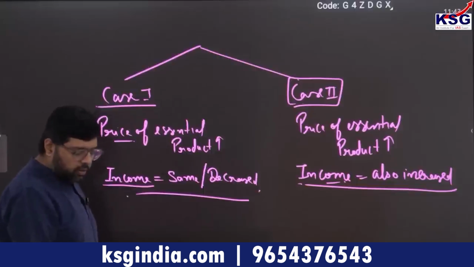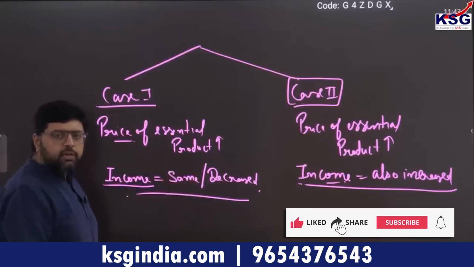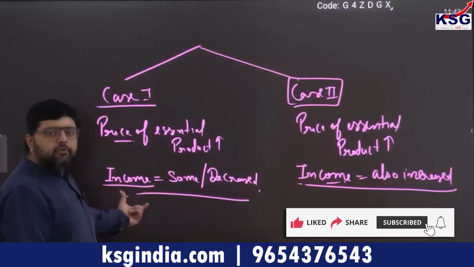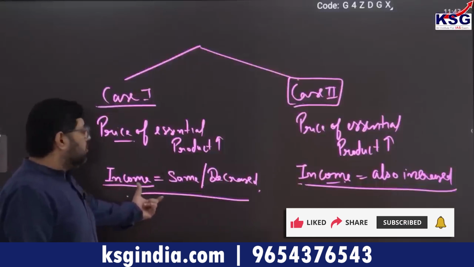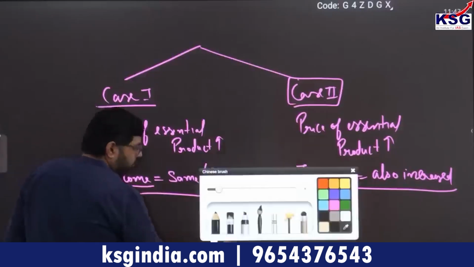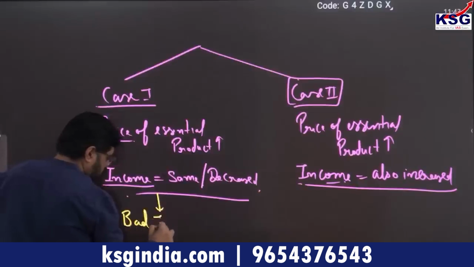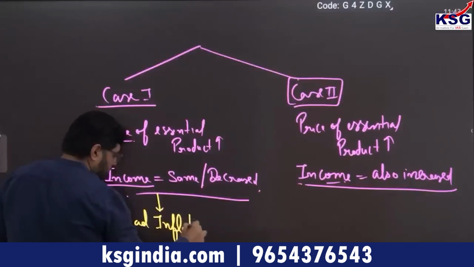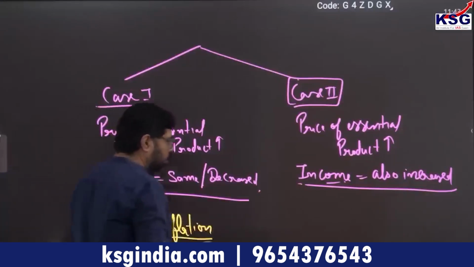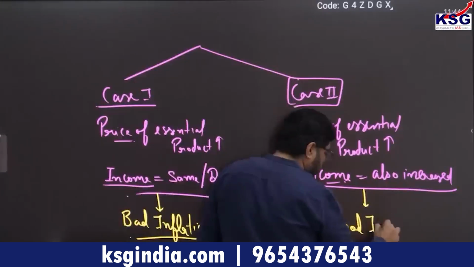Definitely, no doubt, in both the cases prices are increased, so both are cases of inflation. But if you see the second condition, that income is the same or decreased, whereas here their income is increased. So case 1 is the case of bad inflation, and this other one is the case of good inflation.